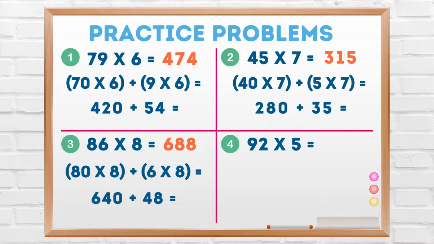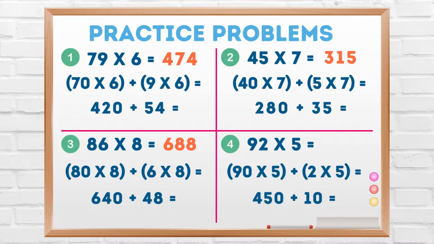And finally, for practice problem number 4, we split 92 into 90 and 2, and we multiply both numbers by 5. 9 times 5 is 45, so 90 times 5 is 450, and 2 times 5 is 10. We add the two products together. 450 plus 10 is 460, so 92 times 5 is 460.